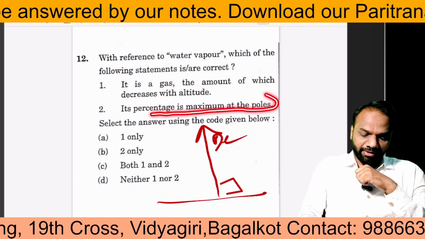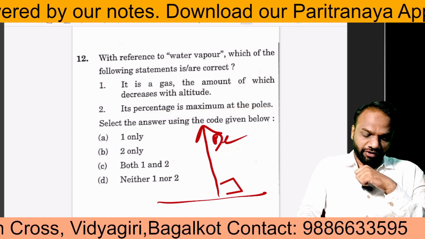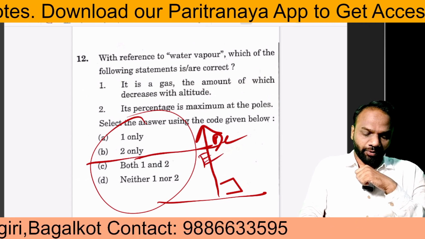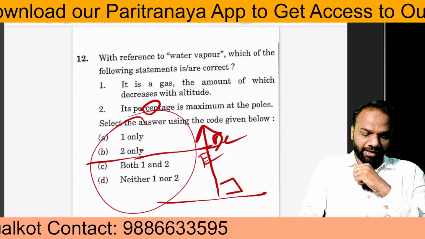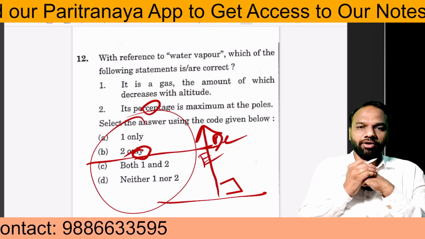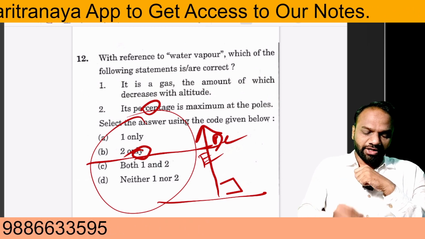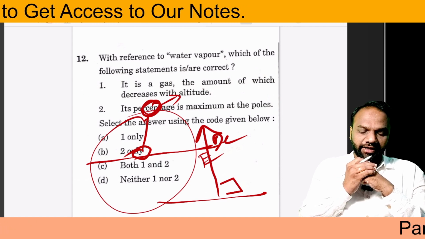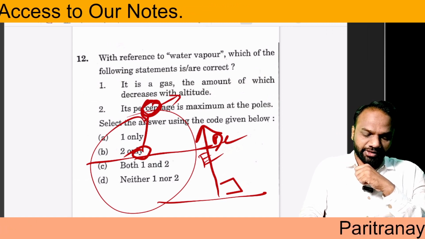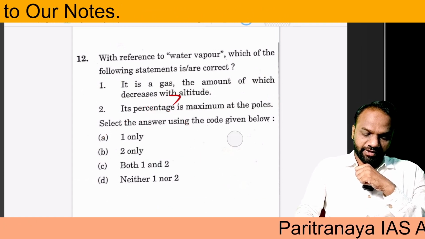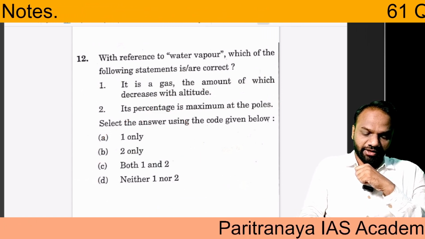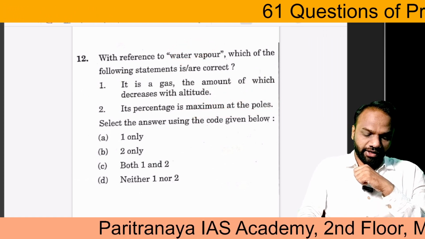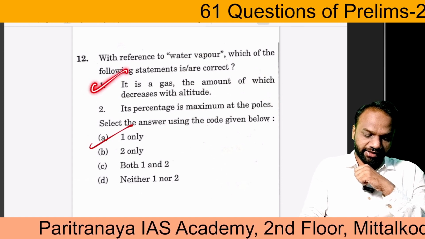Its percentage is maximum at poles. This is false. When we move from the equator towards the poles, water vapor is maximum at the equator, because here heat is more, and because of the heat, water vapor is more. As we go towards the pole, water vapor is less. Hence the second statement saying that the percentage of water vapor is maximum at poles is false. Hence the answer is only one, because the first one is right and the second one is false.